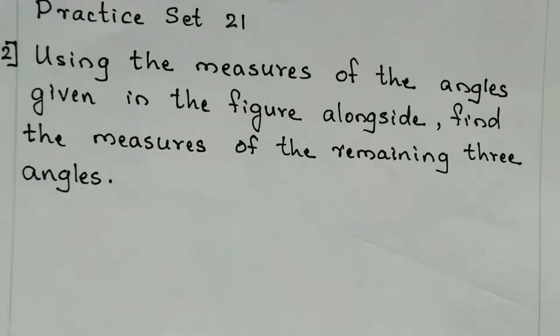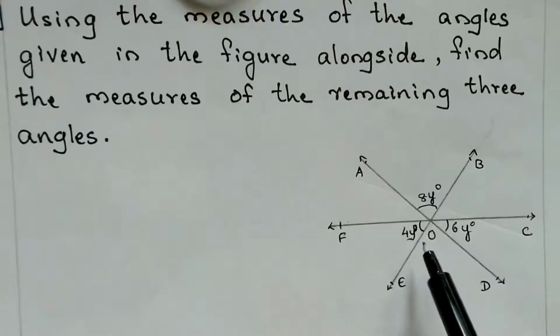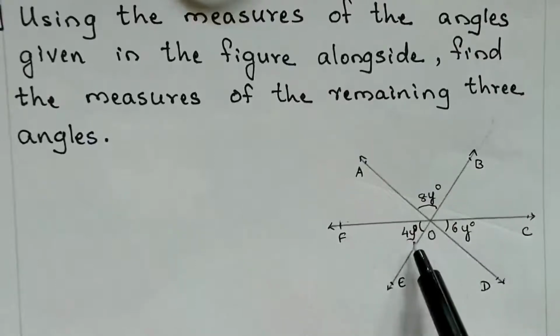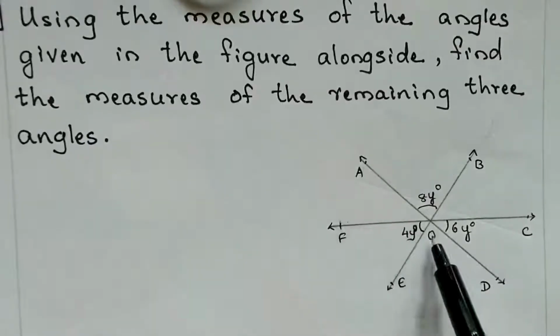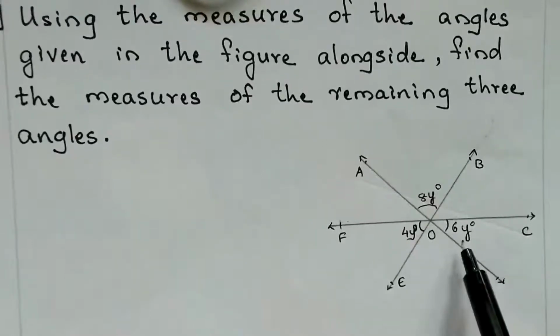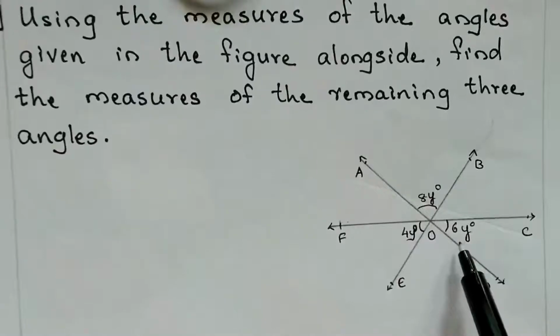Today let's take practice set 21, question number 2. The question is, using the measures of the angles given in the figure alongside, find the measures of the remaining 3 angles. The measures of some angles are given. Say FOE is given as 4y degree, AOB is given as 8y degree, DOC is given as 6y degree.